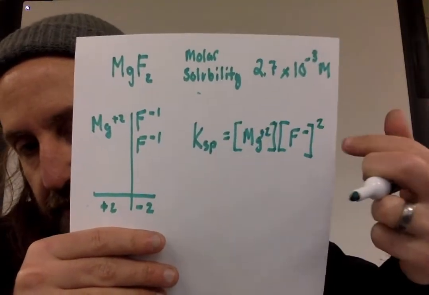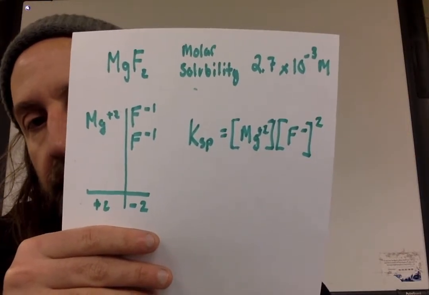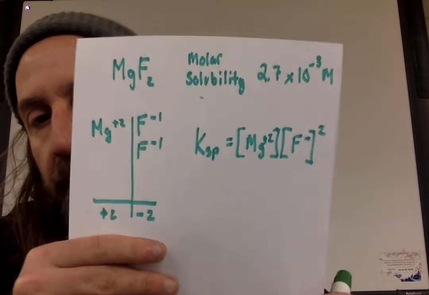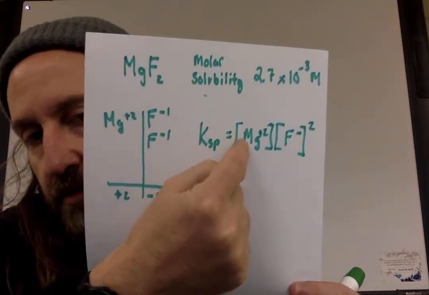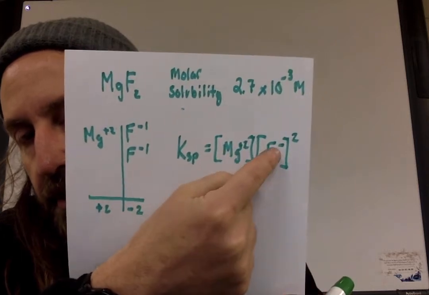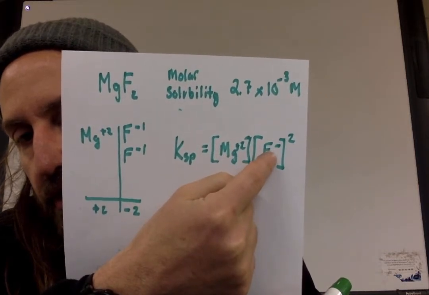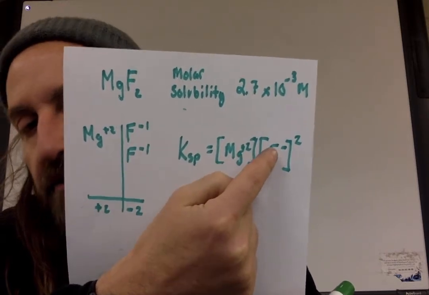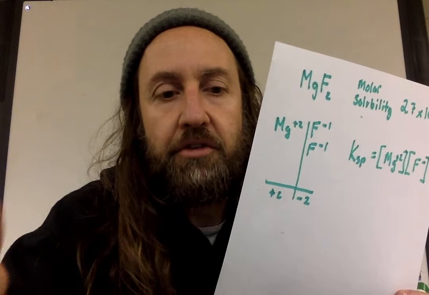And so I've got Mg plus 2, and I've got F minus, like that. Okay, so there's my KSP statement. And then if I want to talk about that molar solubility, that's the molar solubility we can assign here, but it's going to be twice as much here, 2 times that, because for every 1 magnesium, you get 2 fluorides, okay?